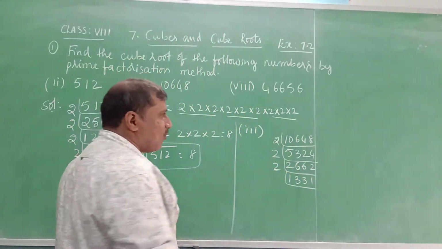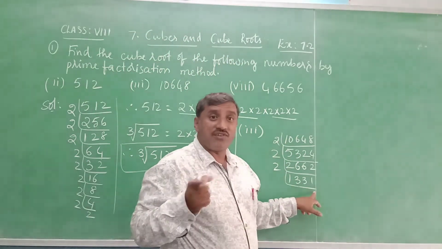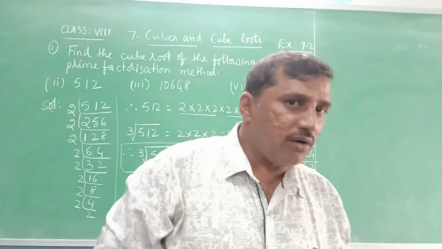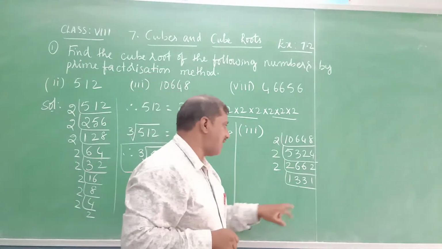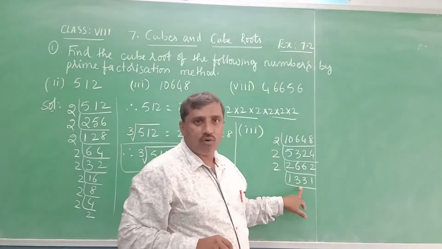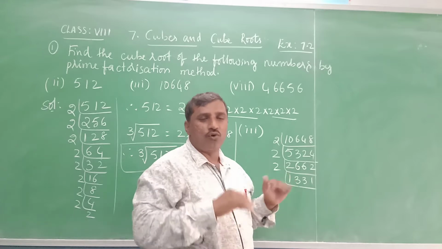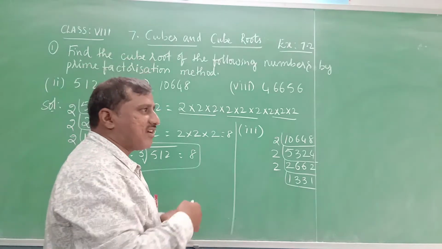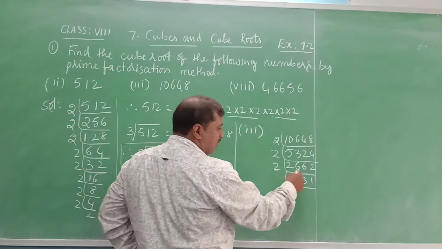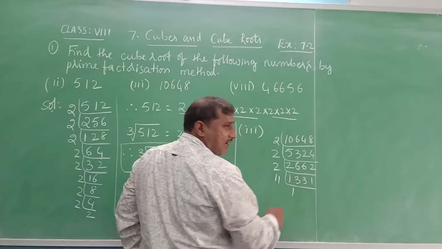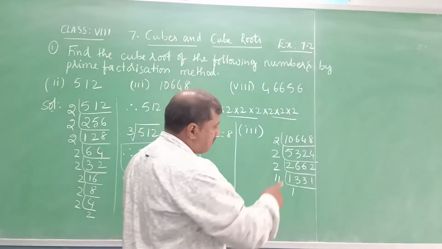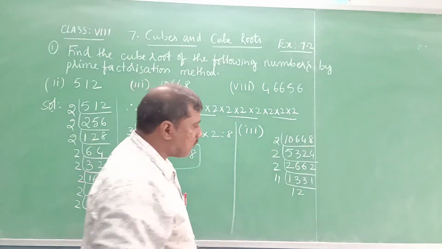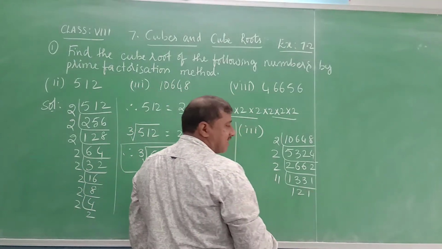Then with 11, what is the usual rule for 11? If the difference of odd place digits and even place digits is 0 or a multiple of 11, then that number is divisible by 11. 1 plus 3, 4. 3 plus 1, 4. 4 minus 4, 0. That is odd place digits and even place digits. The difference we got is 0. So it is divisible by 11. 11 ones are 11. 13 minus 11, 2. Bring 3, 23. 11 twos are 22. 23 minus 22 is 1. Bring 1, 11. 11 ones are 11.